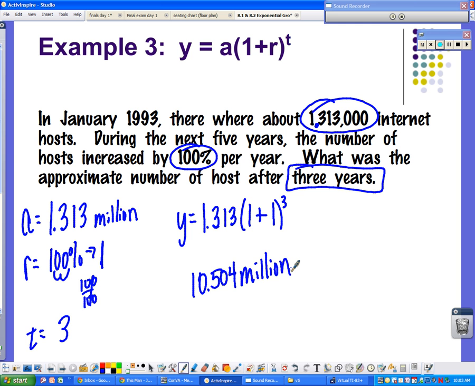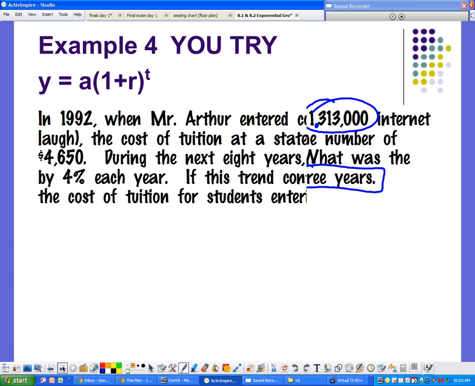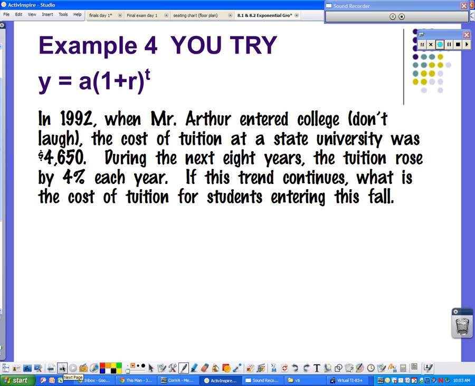Okay, so let's take a look at another example. Example number 4. So if you could, go ahead and pause the video at this time, and let's go ahead and see if you can do this one. When you're finished, go ahead and restart the video.